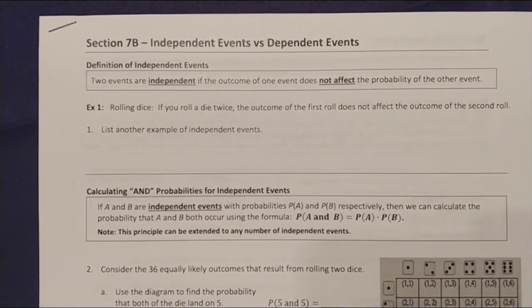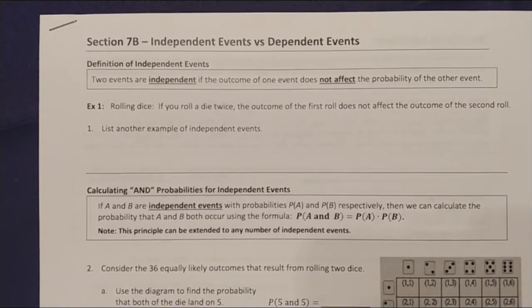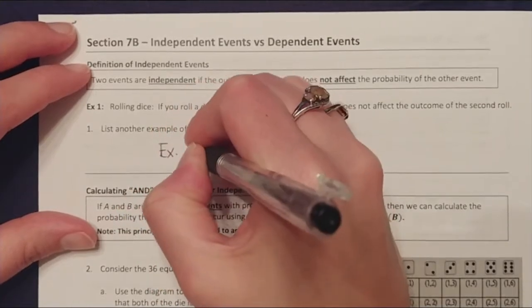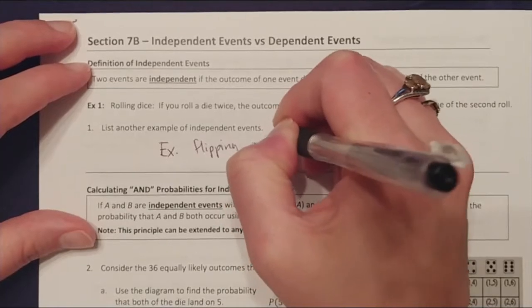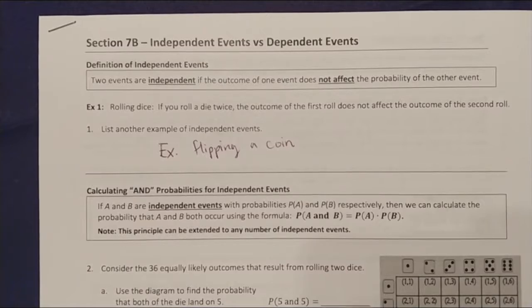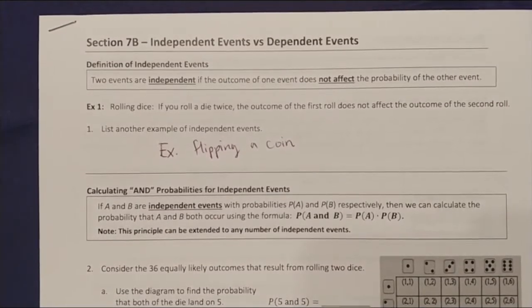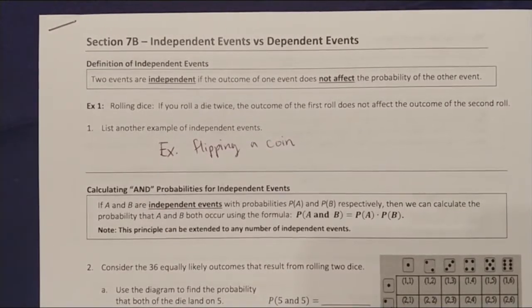So think of another example. Probably the most common example of independent events would be flipping a coin. Because if you flip a coin, you only have two options, heads or tails. And every time you flip the coin, you still have the same chance of getting a head or a tail. Each event does not affect the following event.